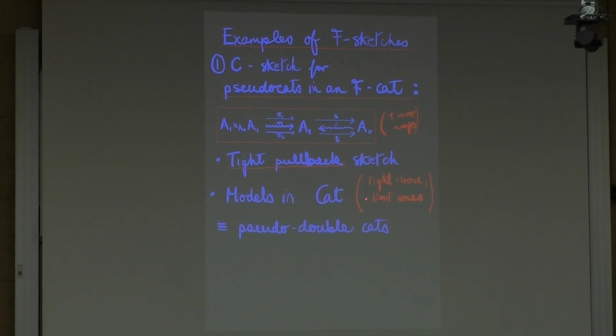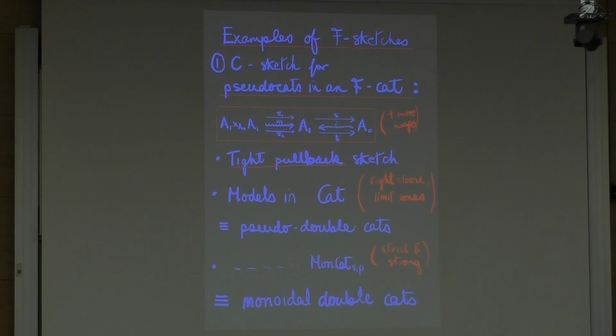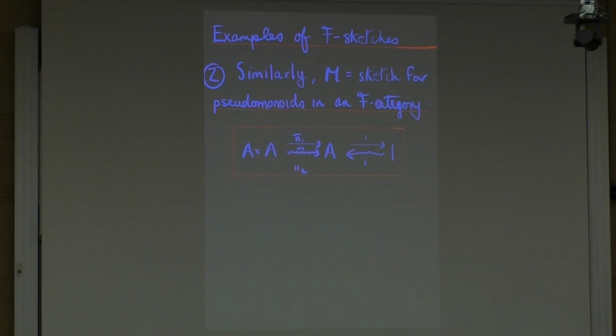So if we view Cat as an F-category with just one kind of morphism, so tight and loose coincide, and all its limit cones, then the models in there are the pseudo-double categories. The models in the world of monoidal categories, strict and strong monoidal functors with its limit cones, are exactly the monoidal double categories. So that's a good example.